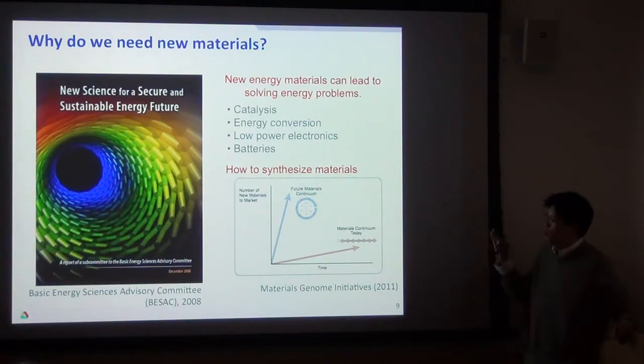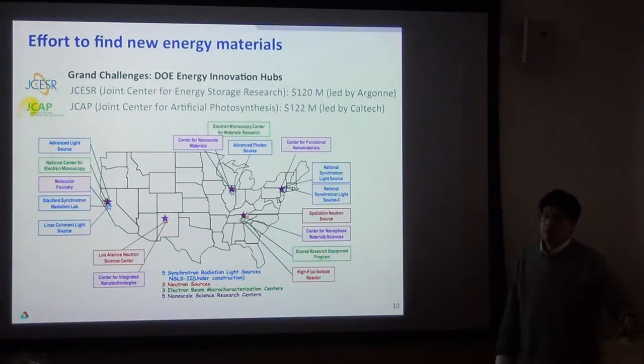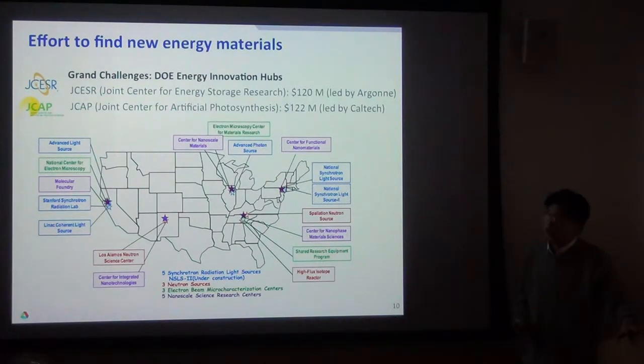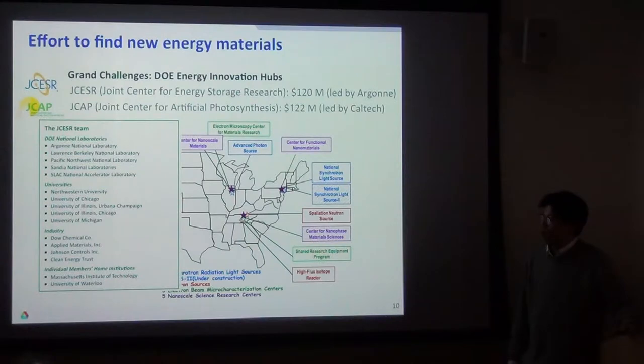So we have to synthesize our material efficiently and effectively. So here is our effort to find the new material effectively. The DOE, the Department of Energy, initiated two grand challenges like the Apollo project. One is JCESR, the Joint Center for Energy Storage Research, funded by DOE, and the budget is around $100 million. It's a huge project, from DOE national labs to universities and even industry.